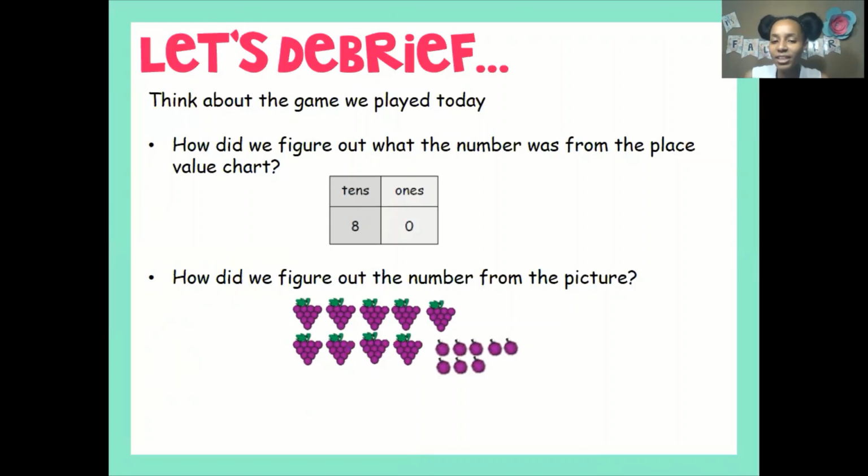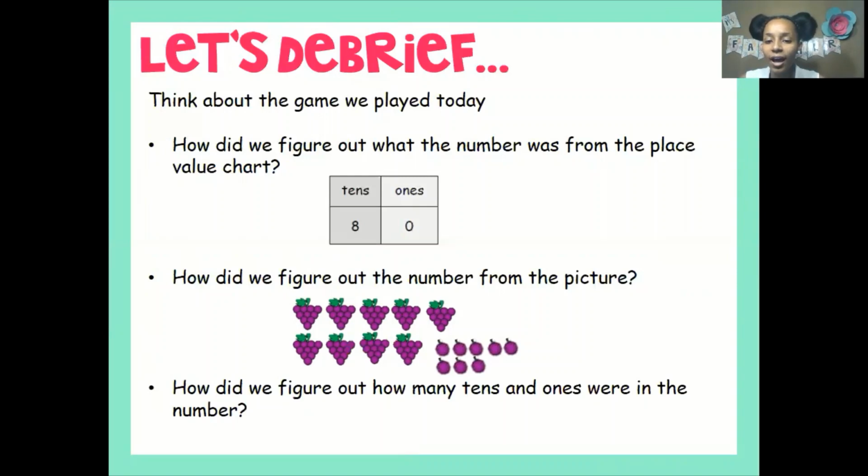You did the same thing. Maybe you figured out how many tens there were and then how many ones there were, and you wrote your number in standard form. Maybe you counted the picture by tens and then continued counting by ones in order to figure out how many were in that picture. Either strategy that you use will tell you what the number is from the picture or the place value chart.